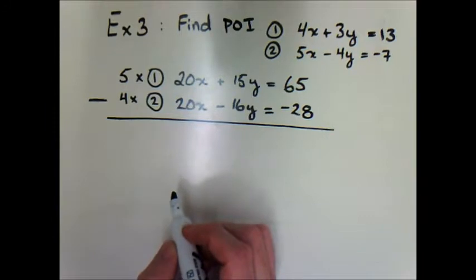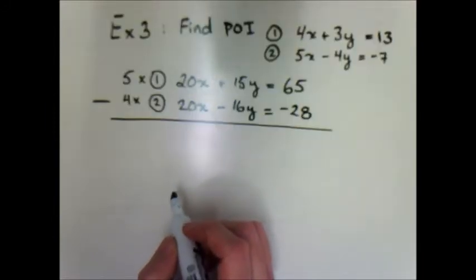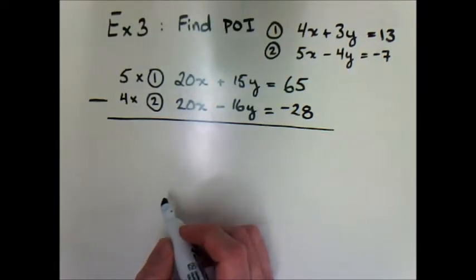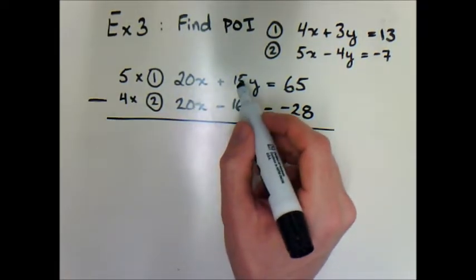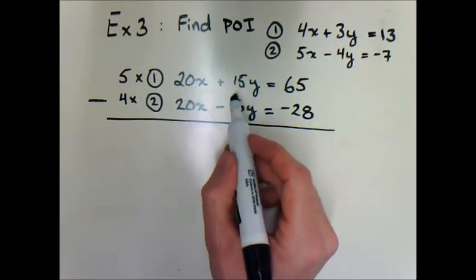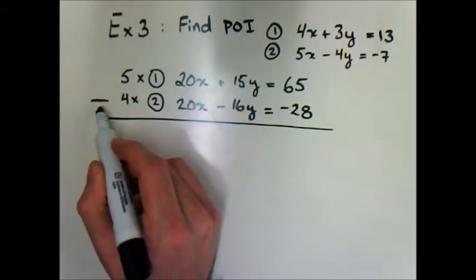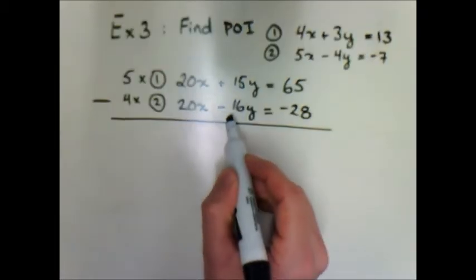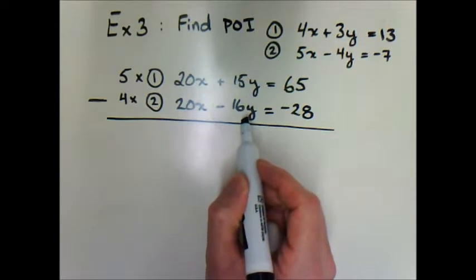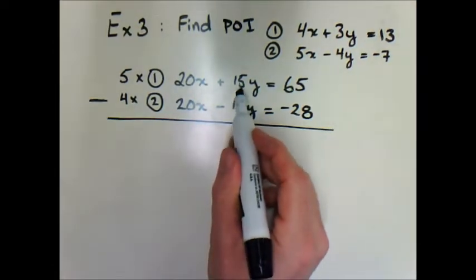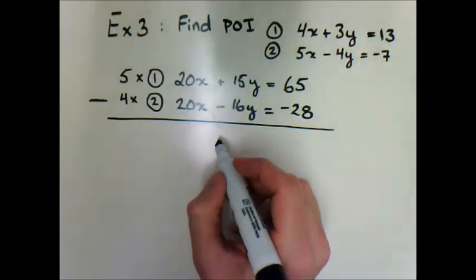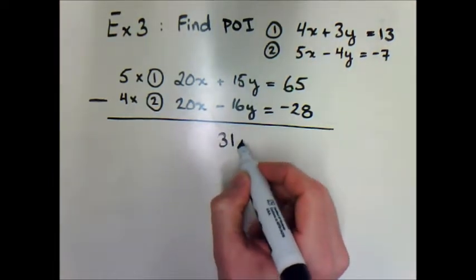Yes, that's what makes it challenging. Whichever one gets you to 0. So we have 20 minus 20, that's 0. And then we have 15y, careful here, take away negative 16y. When we're taking away a negative, that's actually adding. So we actually have 15 plus 16, which is 31y.